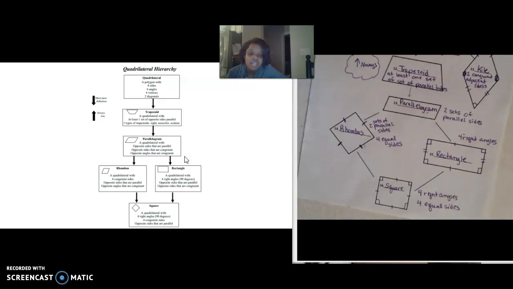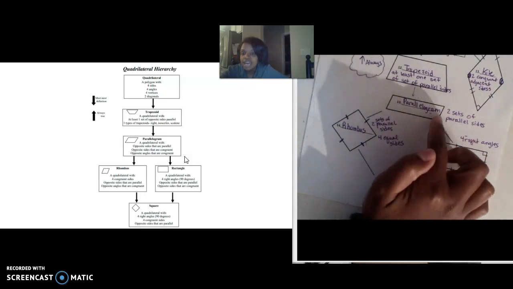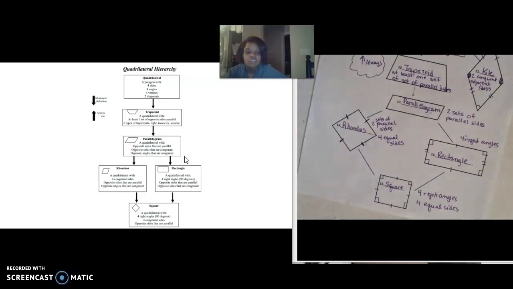So a parallelogram is a quadrilateral with opposite sides that are parallel, opposite sides that are congruent, and opposite angles that are also congruent, okay? So if I were to look at this angle and this angle, they would be the exact same measure, and this angle and this angle would be the exact same measure, okay?